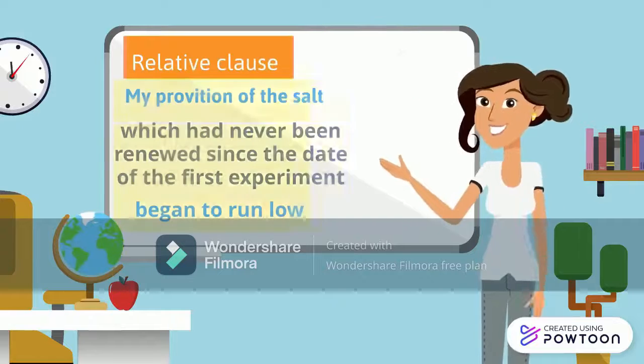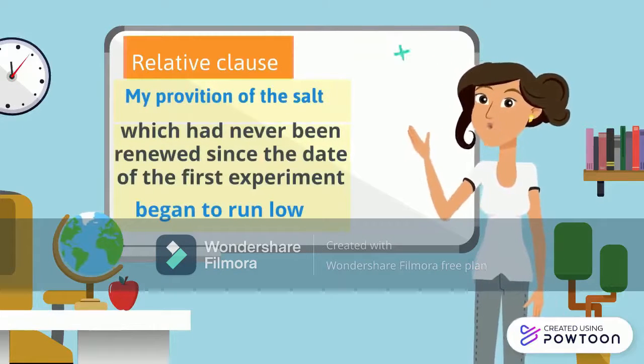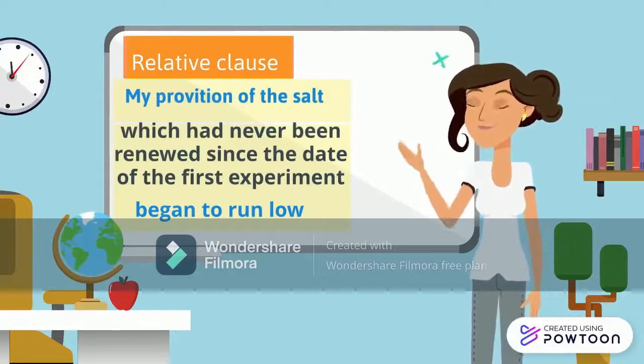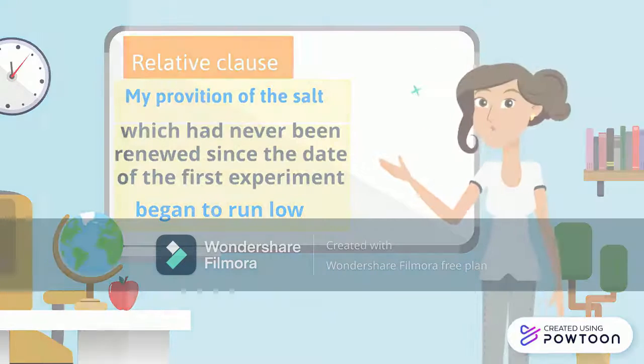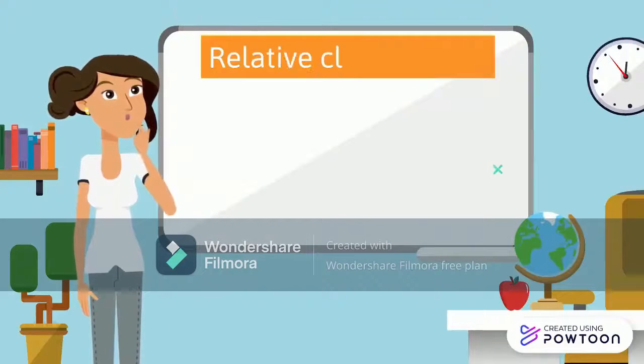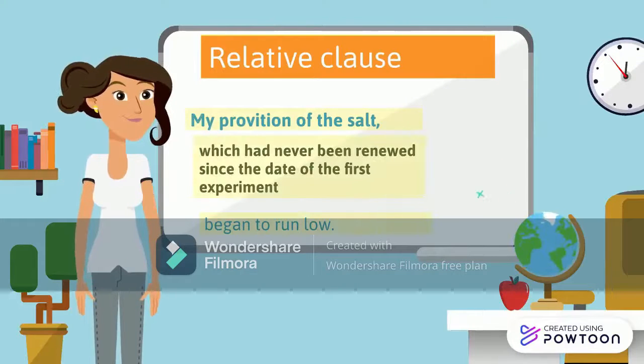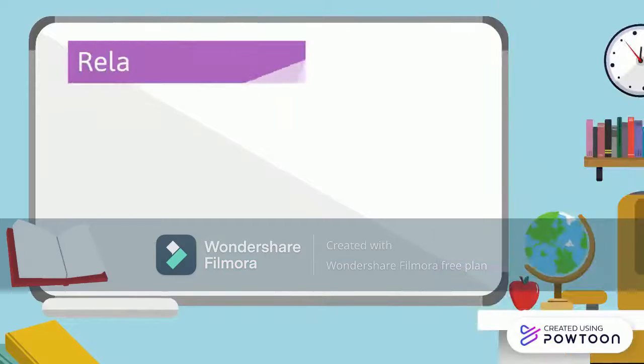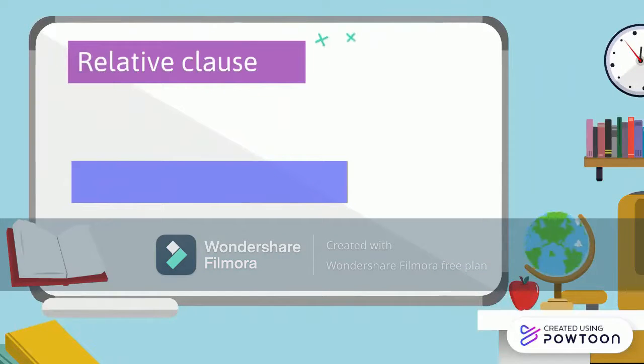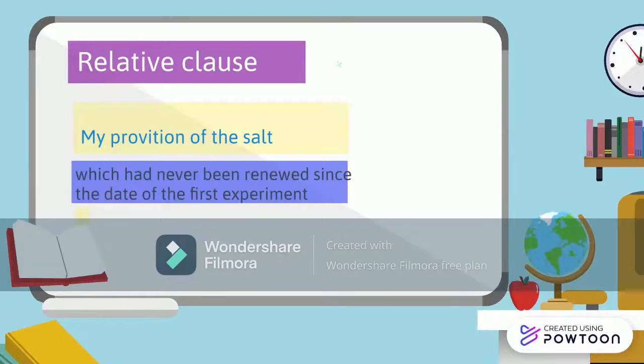Our second example of relative clause is: My provision of the salt, which had never been renewed since the date of the first experiment, began to run low. This relative clause is also a non-defining one, and which is the relative pronoun that works as subordinator. The function of this subordinator is a direct object, and my provision of the salt began to run low is the antecedent clause.